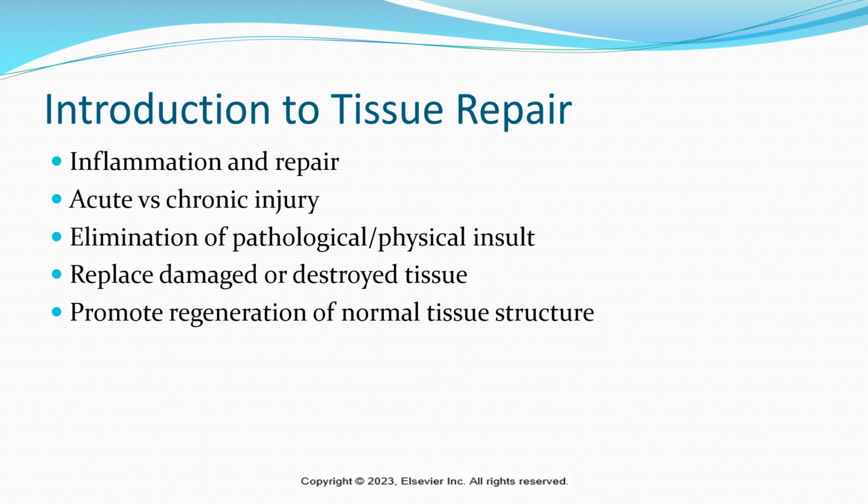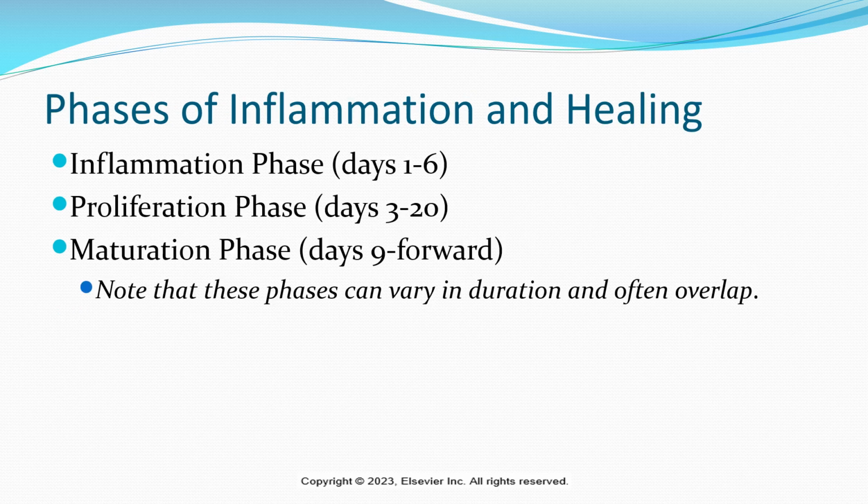So something that you probably have already covered in your fundamentals of disease course, your pathology course, but we're going to look a little bit deeper today in my class. So you need to know these timelines for these different phases of inflammation and healing. When you're looking at the acute inflammatory phase, we're looking at days 1 through 6. For the proliferation phase, we're going to be looking at days anywhere from 3 to 20. And the maturation phase, day 9 and moving forward.